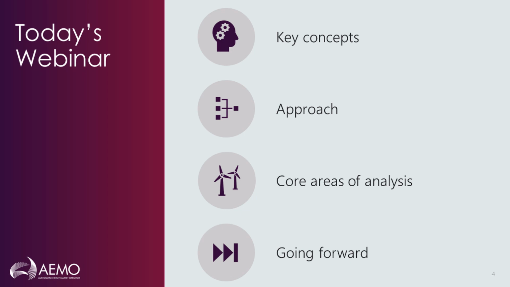Firstly, the key concepts that we need to understand before delving into all of the analytical detail. Secondly, we're going to look at our approach to scoping this study. Thirdly, we're going to cover off the 4 core areas of analysis for this appendix report. And lastly, we're going to have a look at the high-level outcomes for this variability and uncertainty work. So I'm now going to hand over to Quinn to take us through some of the basics so that we're all on the same page.